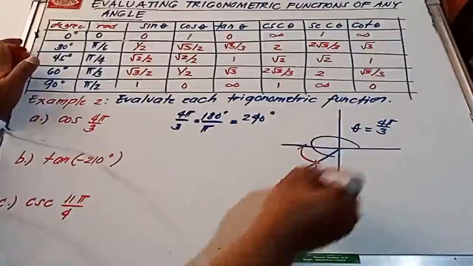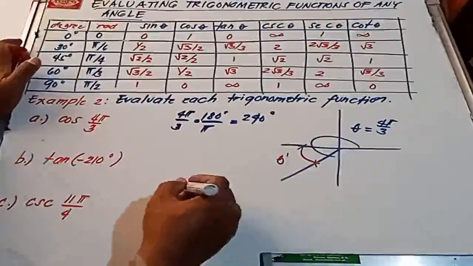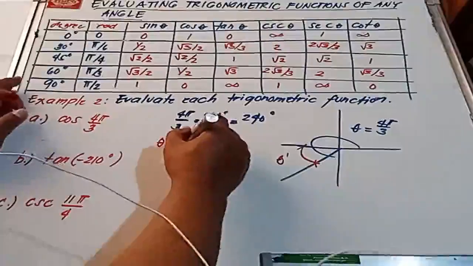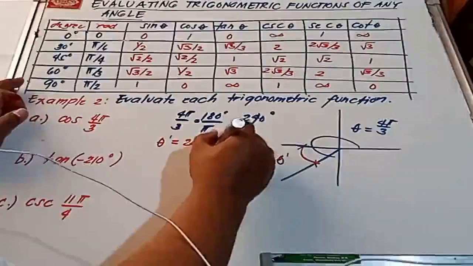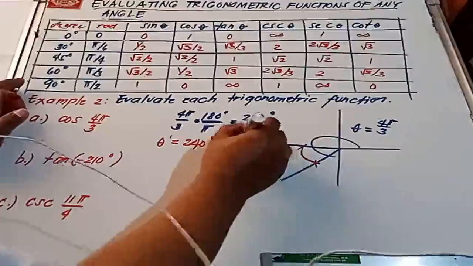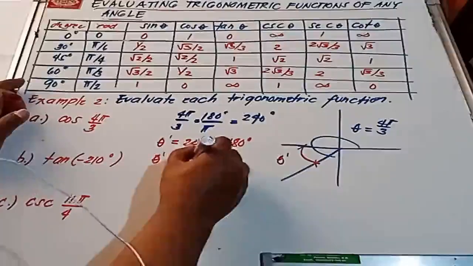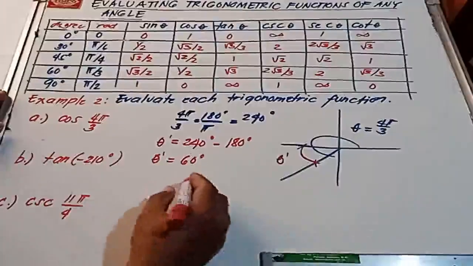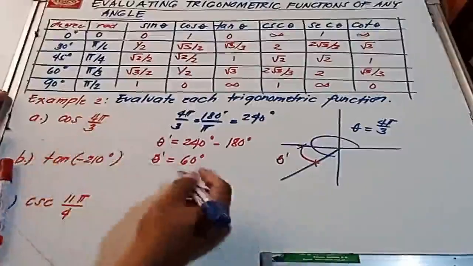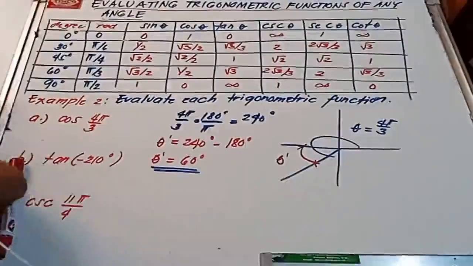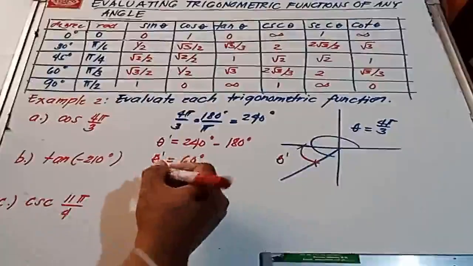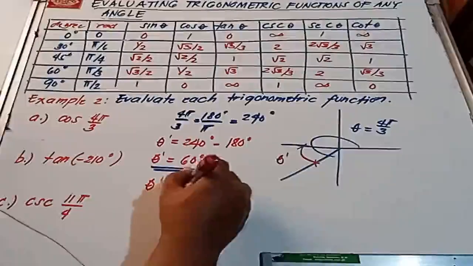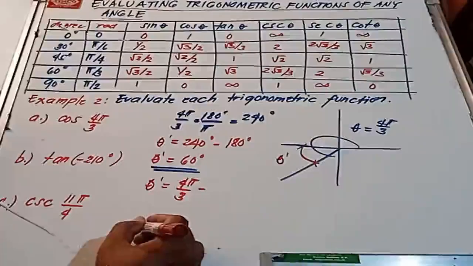reference angle? Ang reference angle niya in degree. Ano yun? So, that is 240 minus 180 degrees. Okay. So, ang reference angle natin ay 60 degrees. Okay. Now, in radian, ang kanyang reference angle, kasi radian ang given na unit ng angle. Okay. So, that will be theta prime is 4 pi over 3 minus pi.